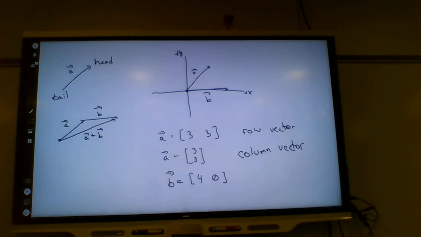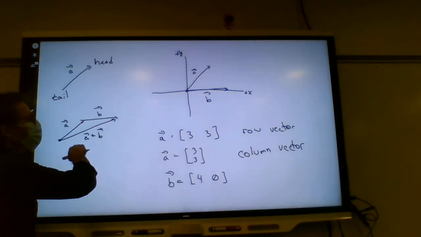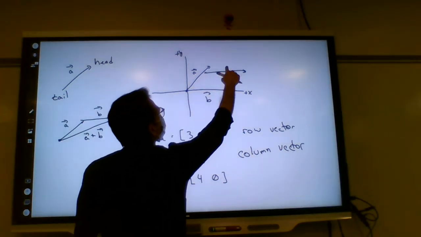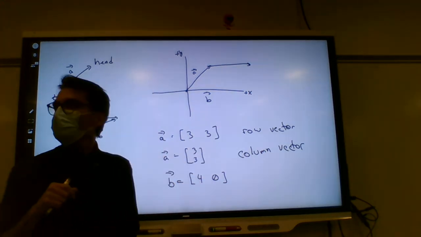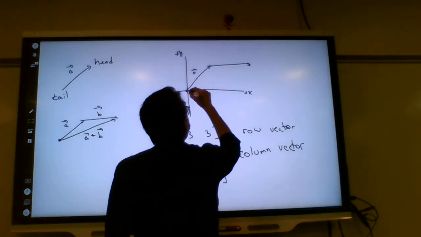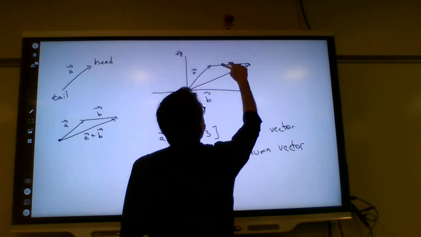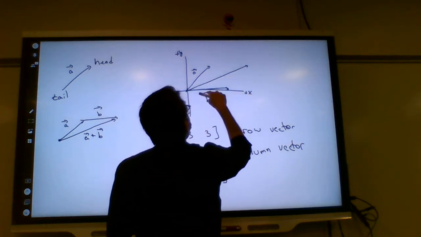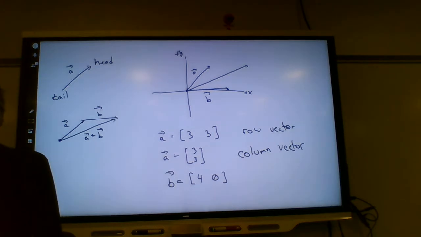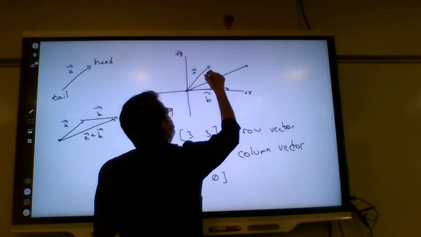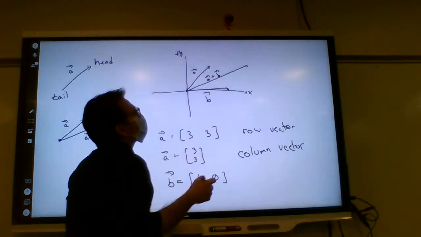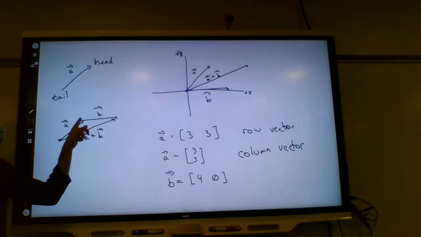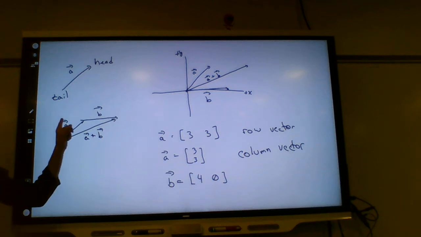All right, so what does A plus B look like in this case? Well, again, from the geometric thing, we could have put B up there. And so A plus B should point in that direction. So this is A plus B.